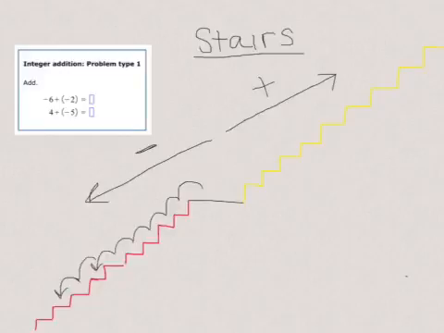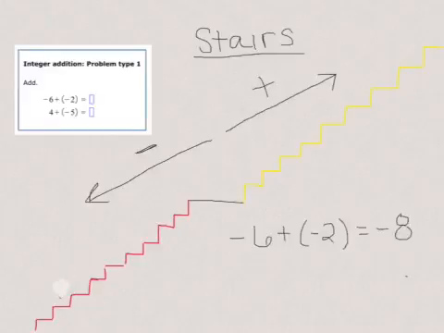And so our answer would be that we traveled 8 steps down, and so -6 plus -2 equals -8. Right? So that would be for the first problem. I'm going to go ahead and erase this here. And for the second problem, I'm going to use the same concept.